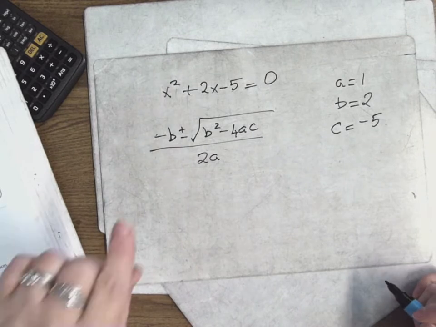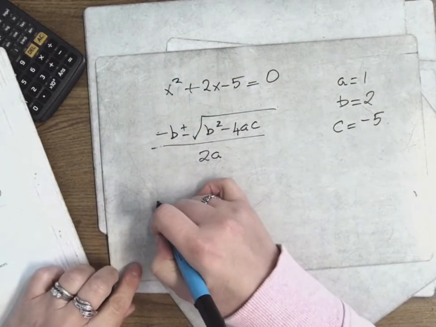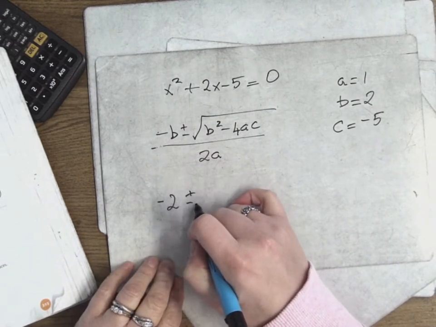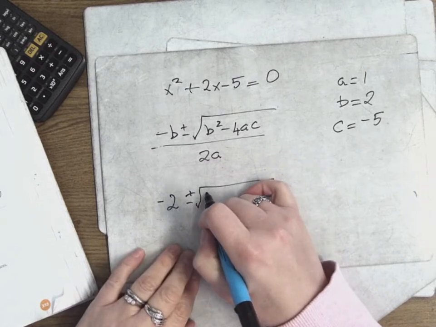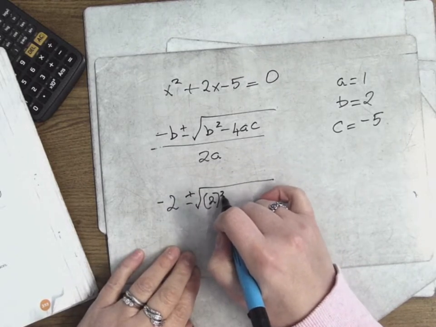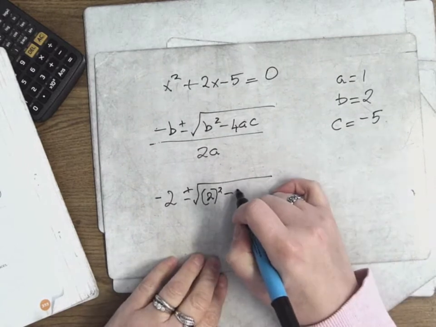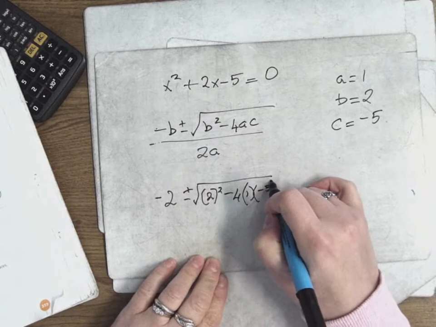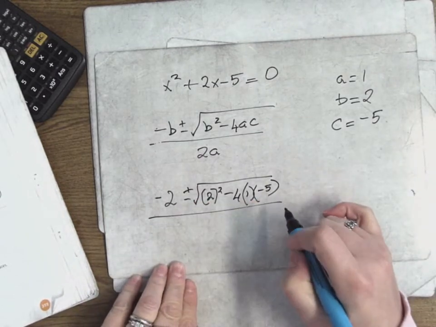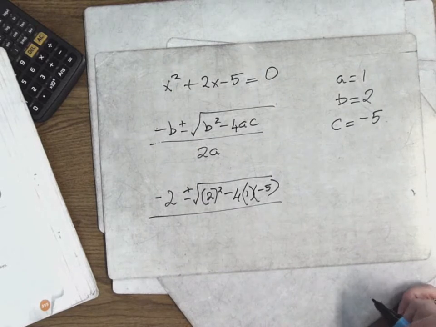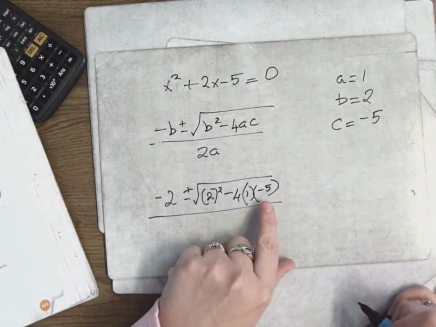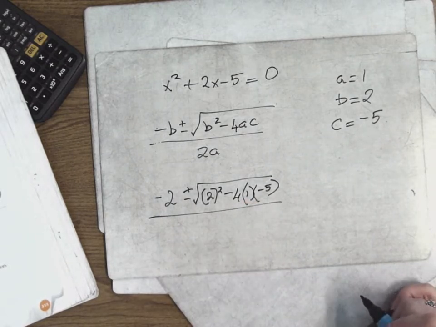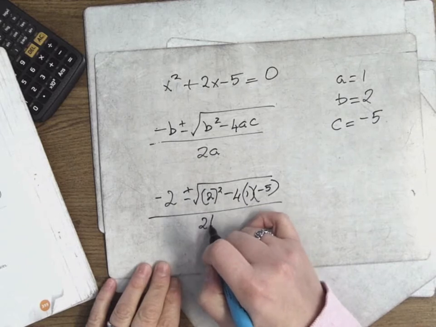Fill in the formula exactly as you see it. The first thing I write down is a minus sign. Then I write b. What's b? 2. Then I write plus or minus, then the square root of b squared, which is 2 squared, and 4ac means 4 multiplied by a, which is 1, multiplied by c, which is minus 5. And if you type it into your calculator and you come up with an error message, chances are you've forgotten a minus sign in here somewhere. That's normally where the error message comes up. All divided by 2 times 1.